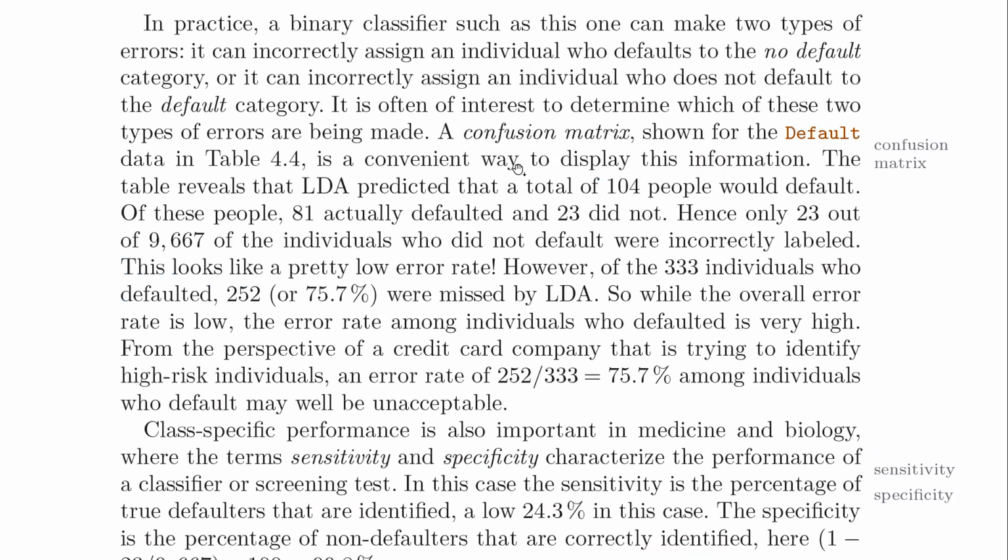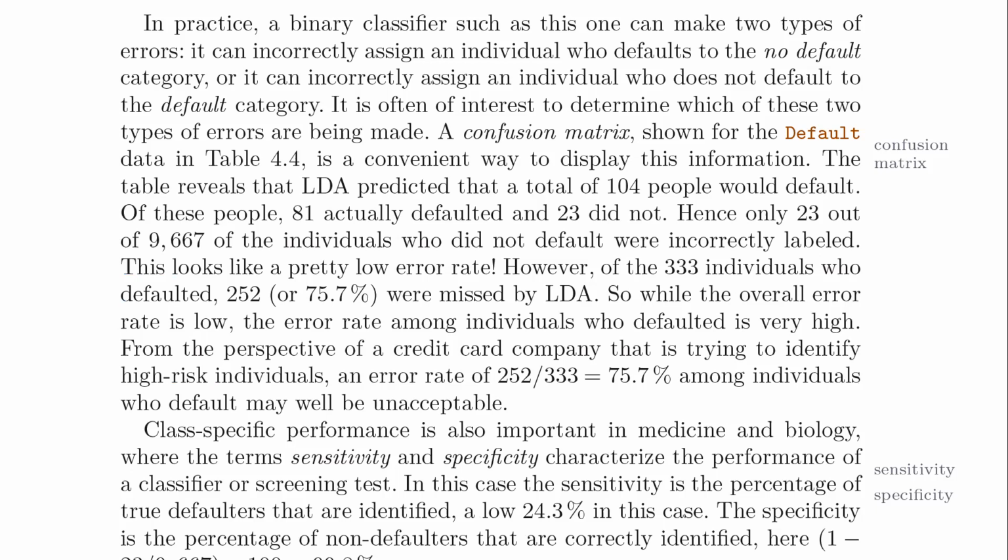In practice, a binary classifier such as this one can make two types of errors. It can, this is what we just discussed, incorrectly assign an individual who defaults to the no default category, or it can incorrectly assign an individual who does not default to the default category. It is often of interest to determine which of these two types of errors are being made. A confusion matrix, which is what we just discussed, is a convenient way to display this information.